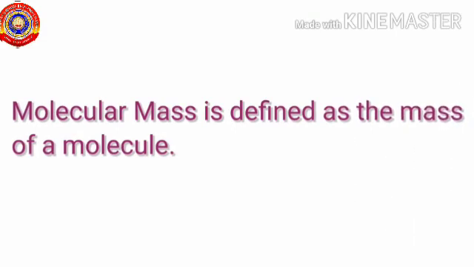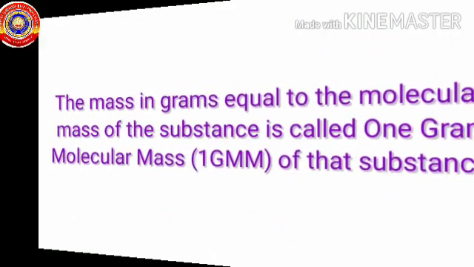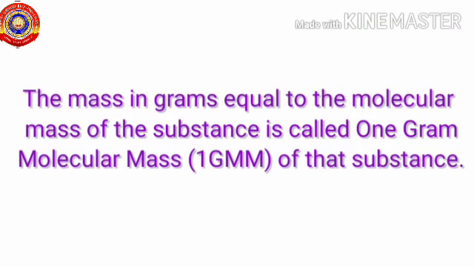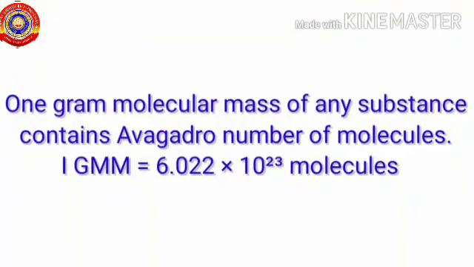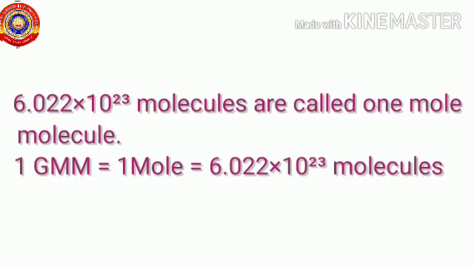Let's review the portions that we learned today. First, we discussed the molecular mass of a substance. It is defined as the mass of a molecule. It is got by adding the atomic masses of the constituent elements present in a molecule. The mass in gram equal to the molecular mass of a substance is called 1 gram molecular mass of that substance or 1 GMM. Remember, 1 GMM of any substance contains Avogadro number of molecules. This Avogadro number of molecules present in a substance is called 1 mole molecule.